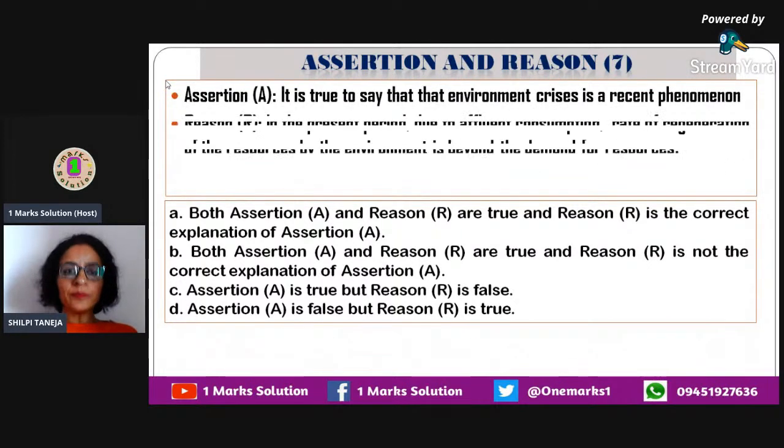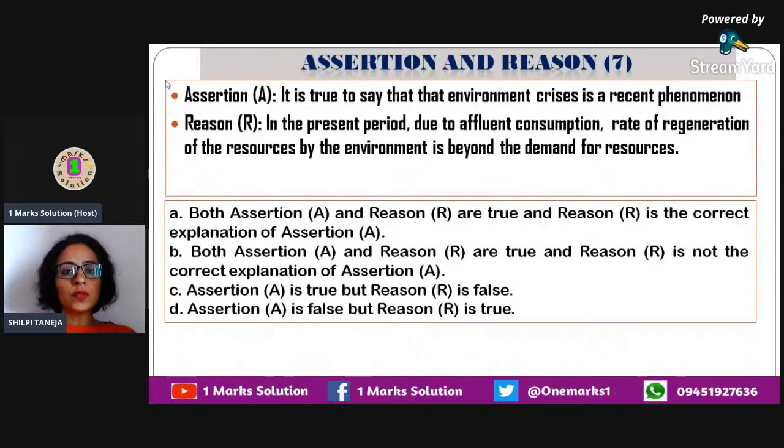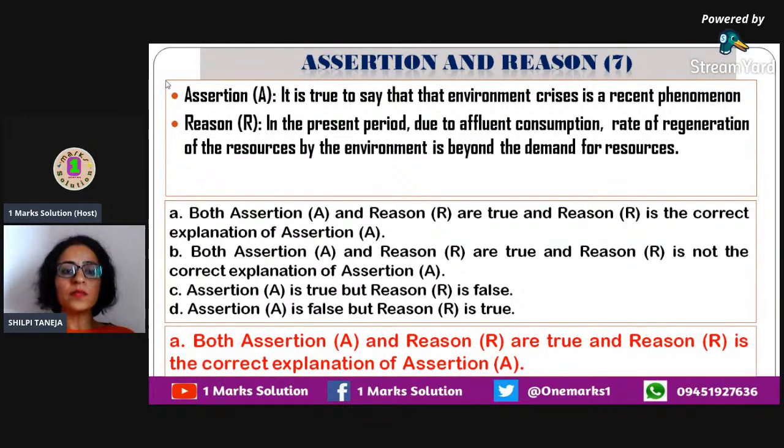Now next question. Assertion says it is true to say that the environment crisis is a recent phenomenon. It's a recent phenomenon because we are continuously increasing the usage of the resources, which is now creating a problem for the environment, right? Reason says in the present period, due to affluent consumption, the rate of regeneration of resources by the environment is beyond the demand for resources.